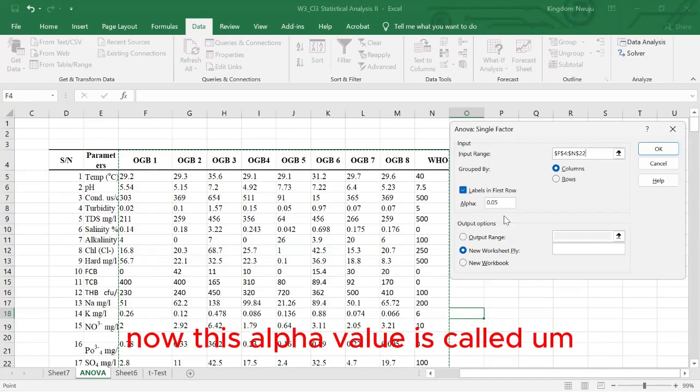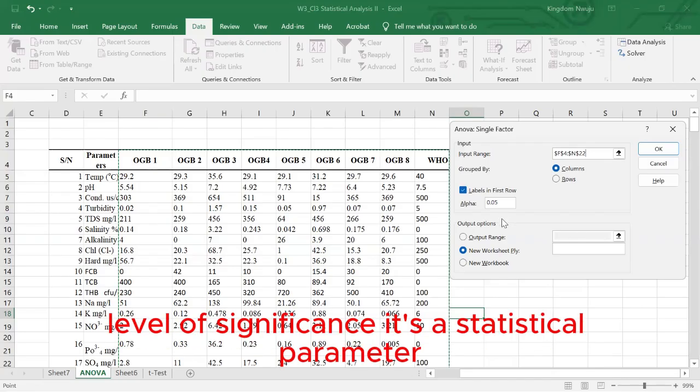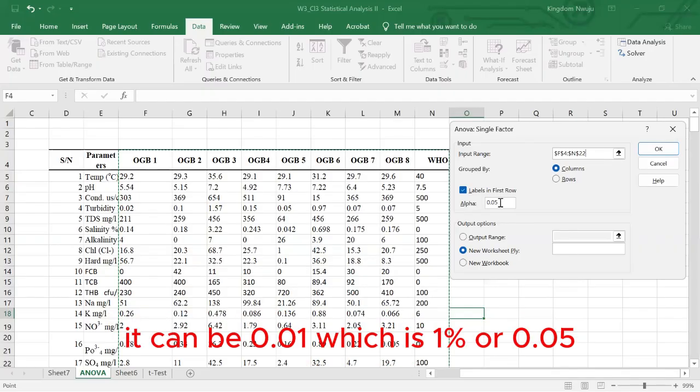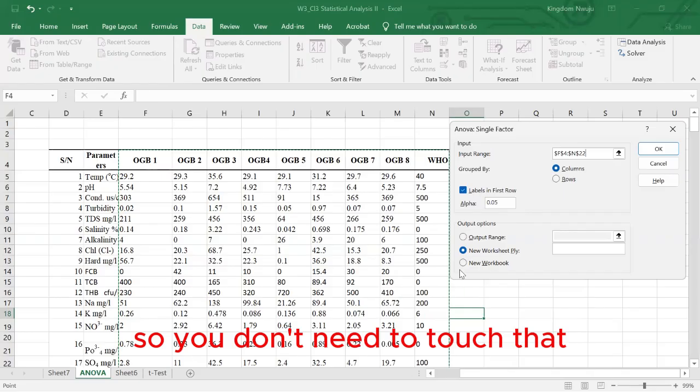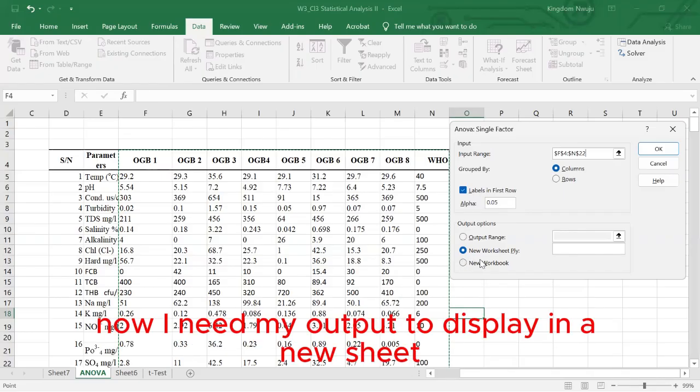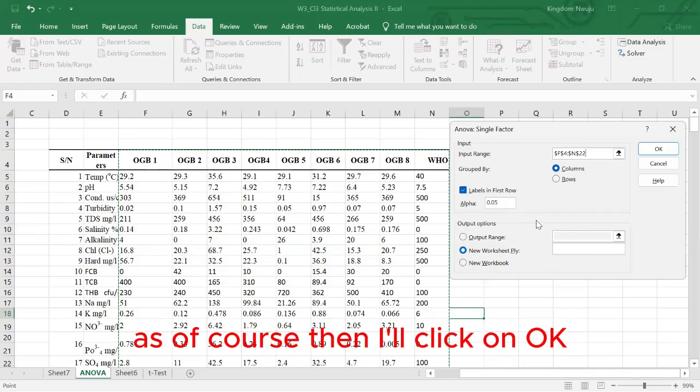Now this alpha value is called level of significance. It's a statistical parameter. It can be 0.01, which is 1%, or 0.05. But by default, it is 5%, which is 0.05. So you don't need to touch that. Now I need my output to display in a new sheet, of course. Then I'll click on OK.